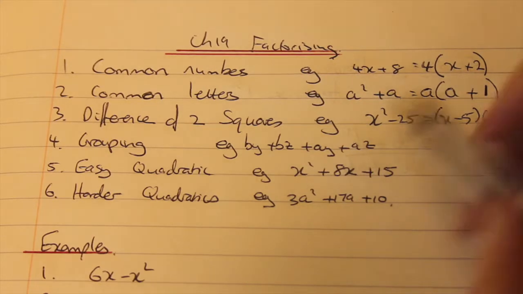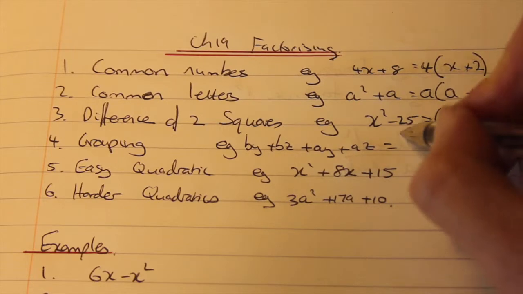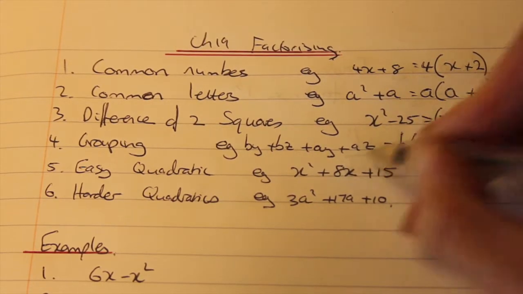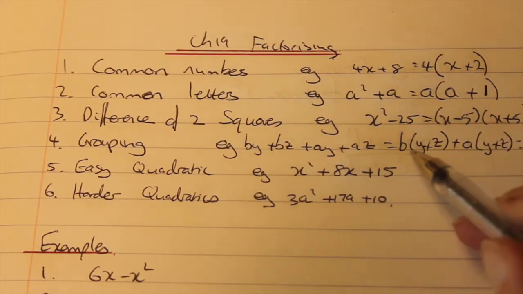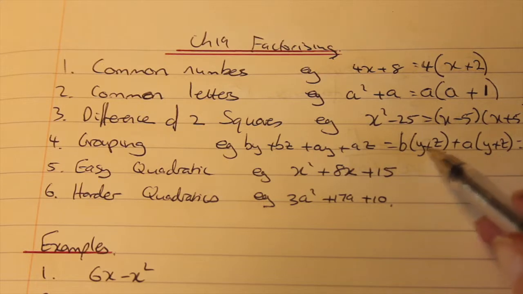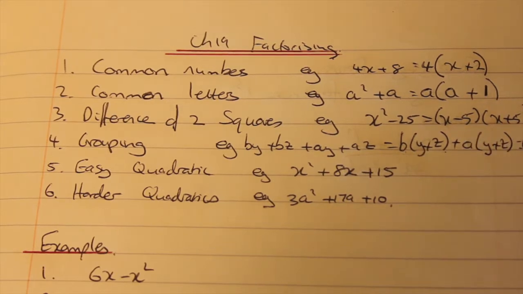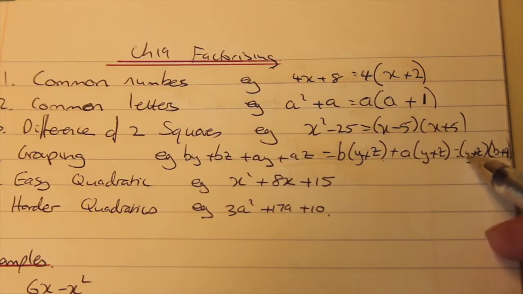Grouping. Basically use this if you have 4 terms. If you look at the first 2 terms, I can pull out a b, so it's b times y plus z. The next 2 terms, I can pull out an a, so it's a times y plus z. Now if you look at that term and that term, I can pull a y plus z out of each. So y plus z comes out, and I'm left with b plus a. So that's supposed to read y plus z bracket b plus a.